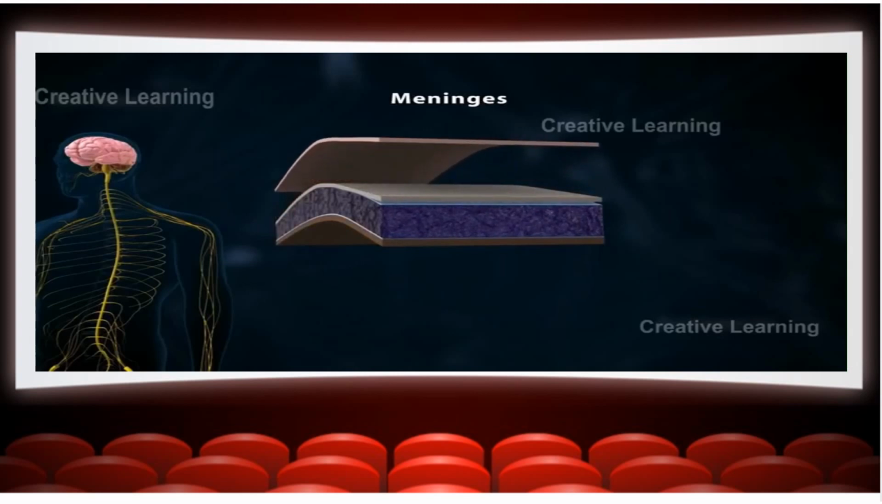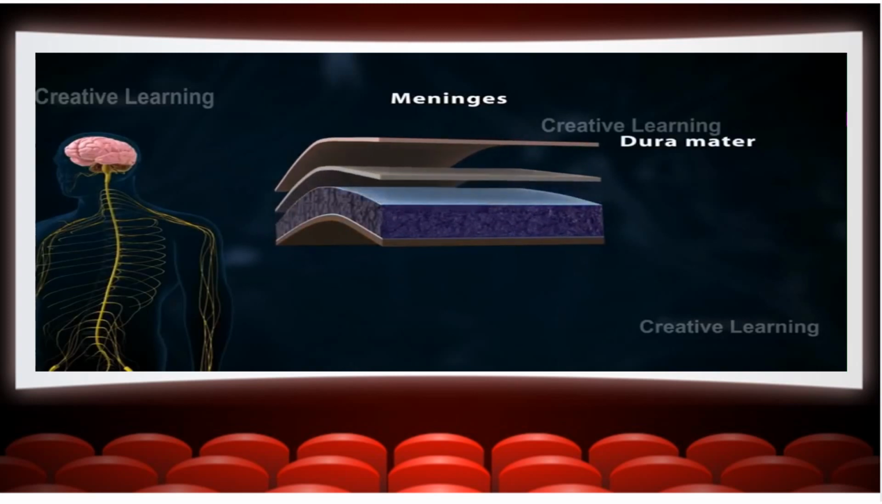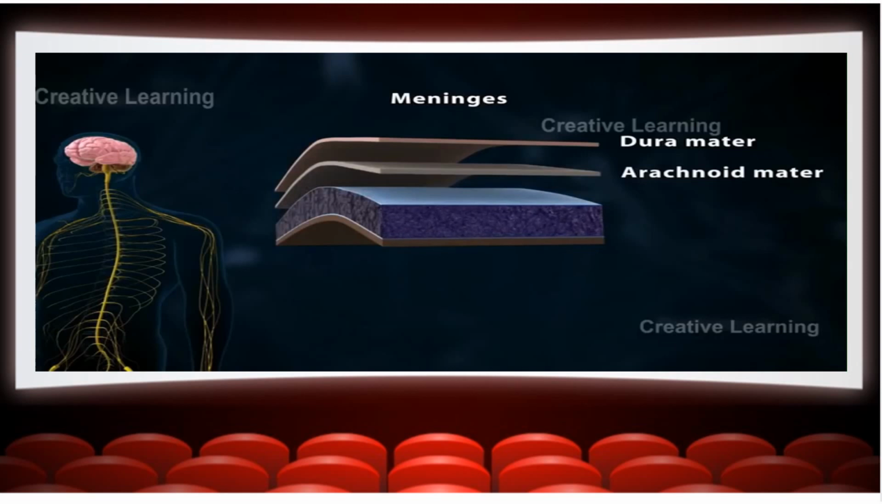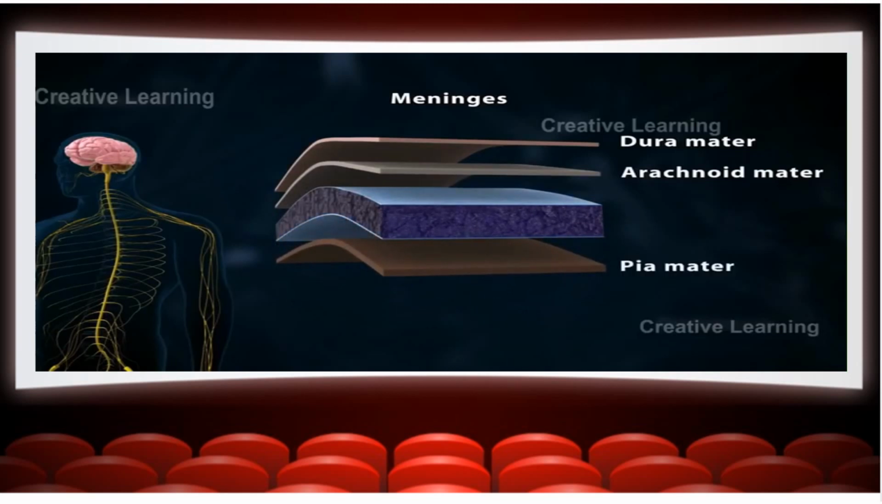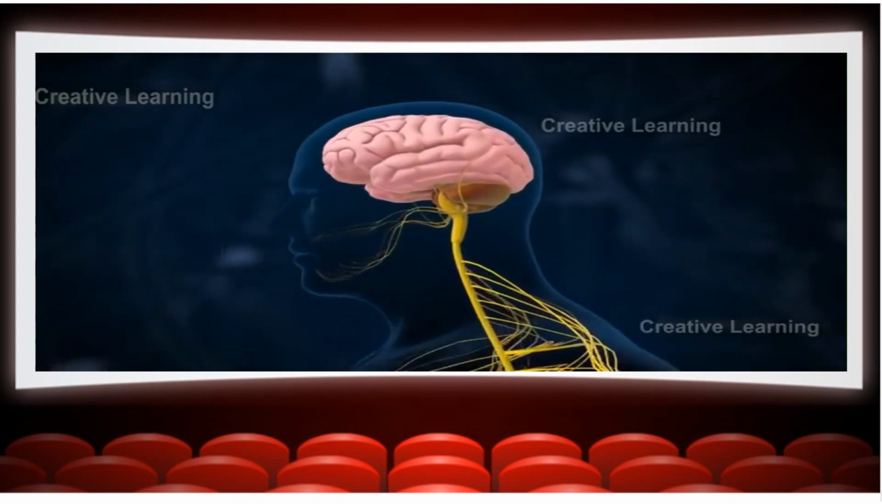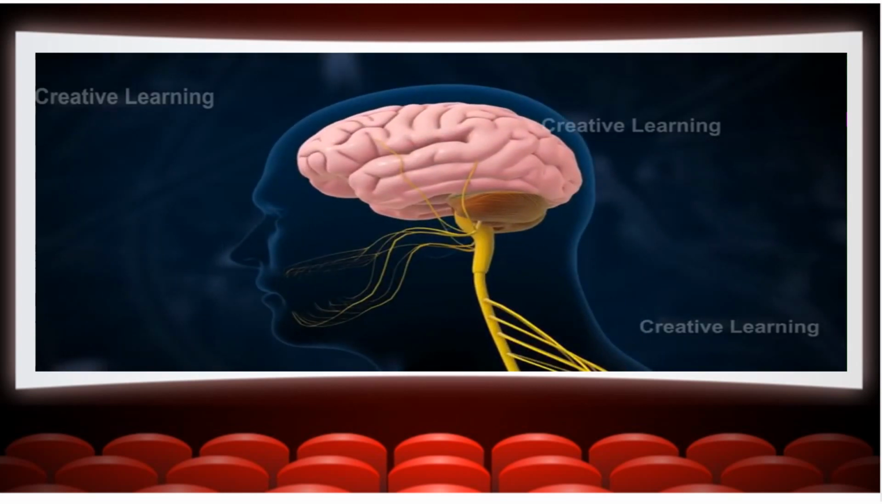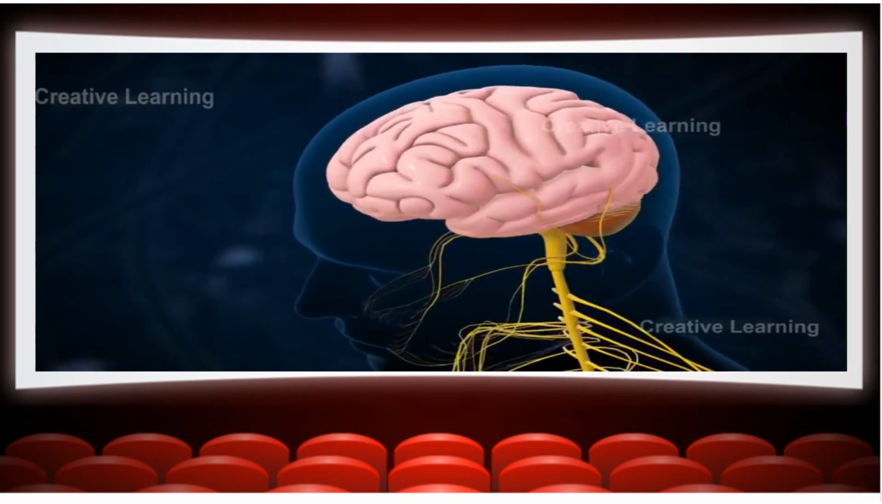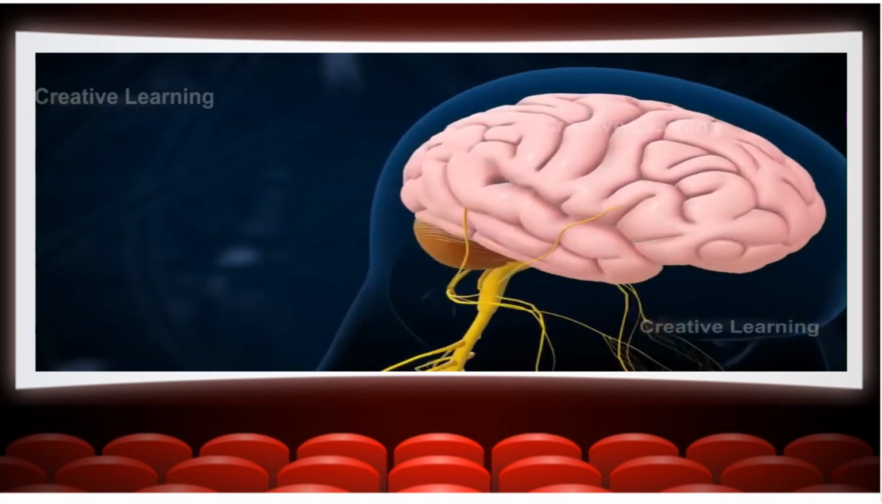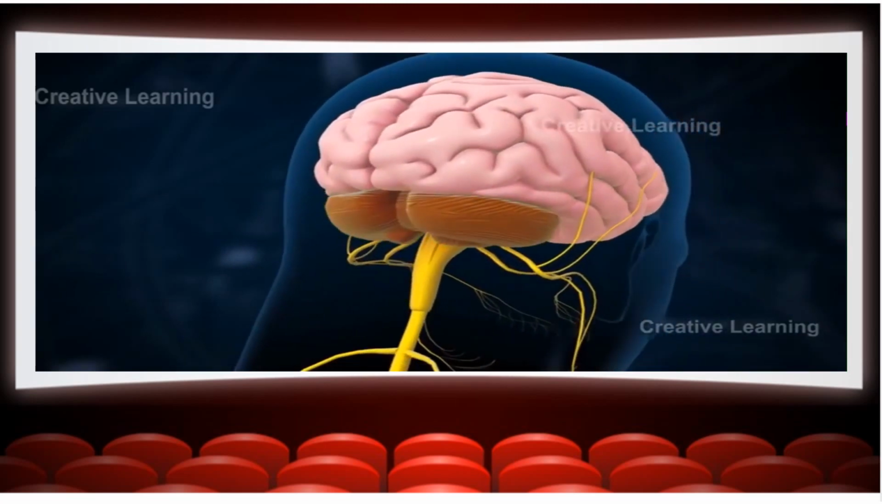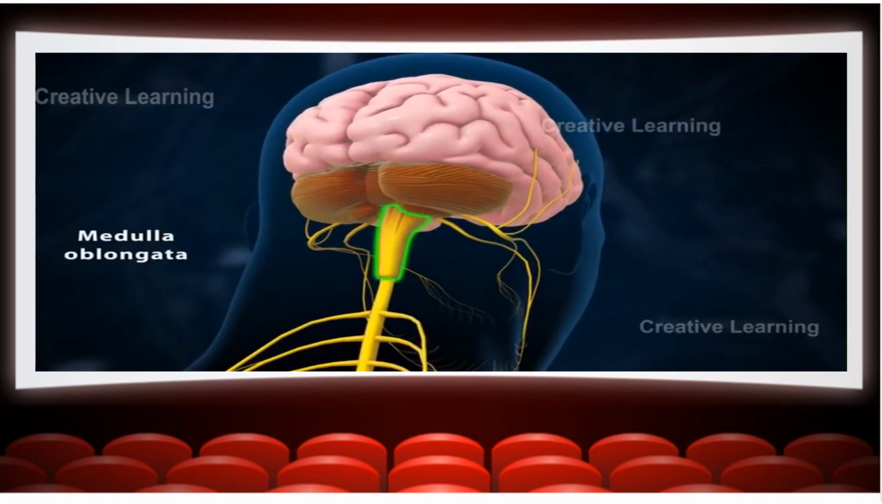The outer layer is called the dura mater. The middle layer is called the arachnoid mater, and the inner layer is called the pia mater. The subarachnoid space, or the space between the arachnoid and the pia mater, is filled with cerebrospinal fluid. The brain. The brain is located in the cranium of the skull. It is made of three main parts: the cerebrum, cerebellum, and medulla oblongata.